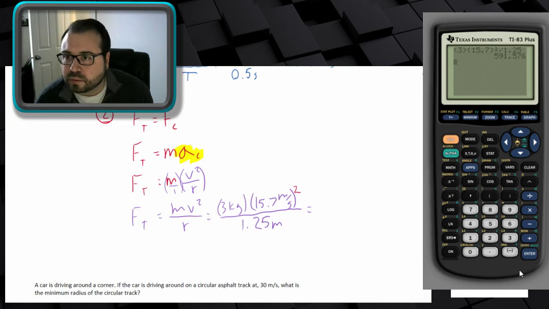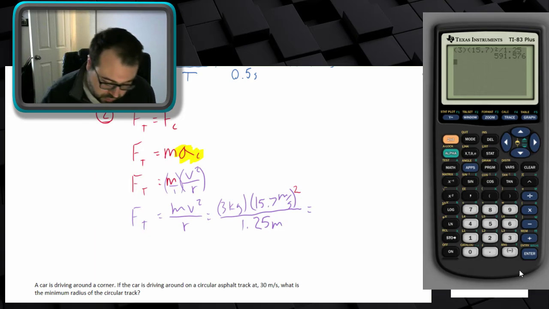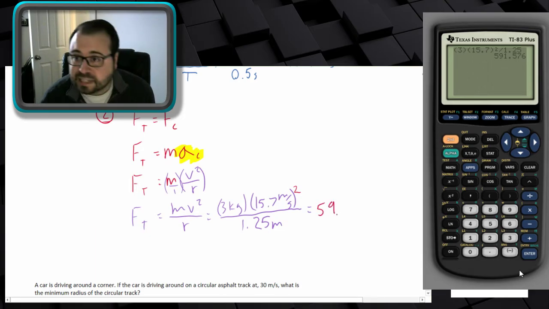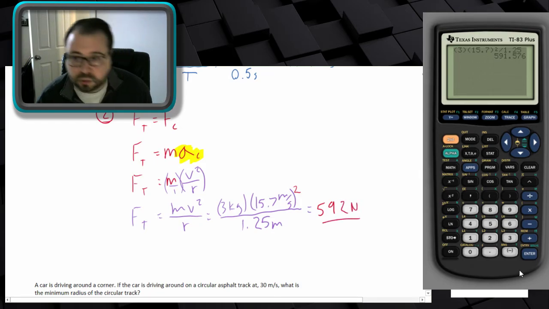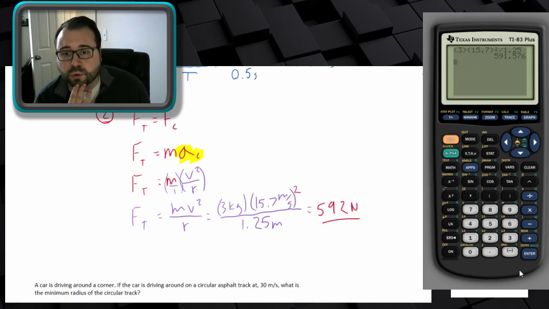591.56. Well, guess what? This is a great place to look at just the first 3 digits. First 3 digits are 591, but that 0.5 is going to round that up, so I'm going to say 592 newtons of force. So that's going to be the amount of force, the amount of tension in the rope for this die.